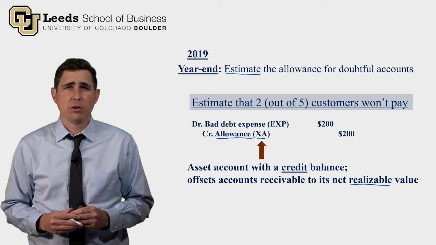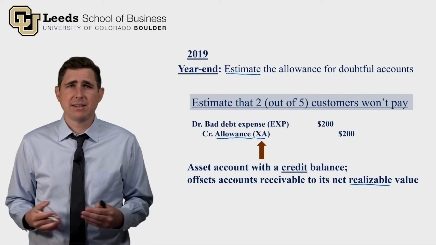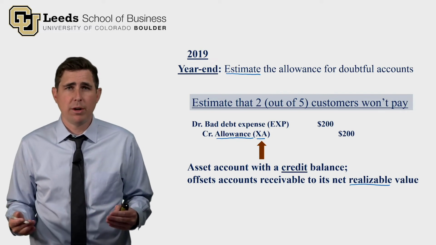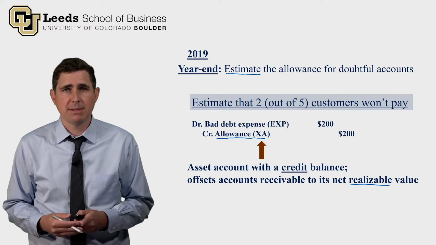The other side of the journal entry is bad debt expense. You can just think of this as a typical expense account. It shows up on the income statement during the period that you record it, and you close it out to retained earnings at the end of each period. That's bad debt expense.